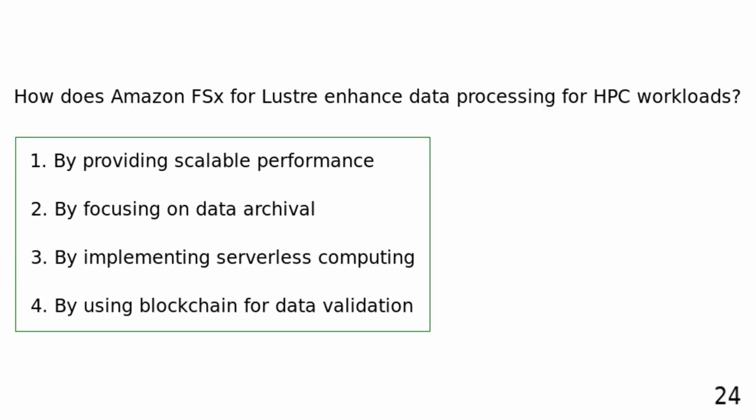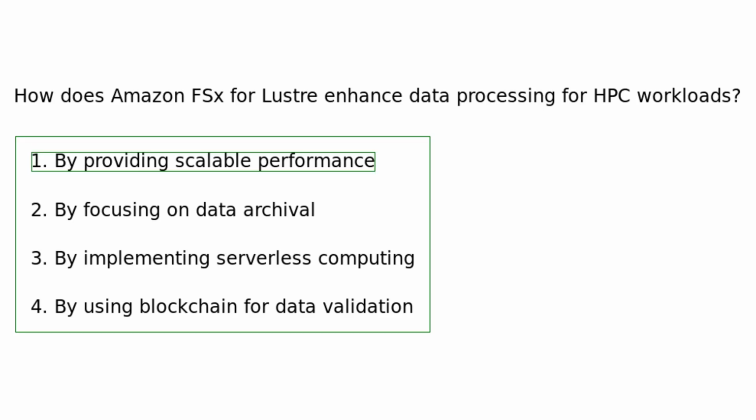How does Amazon FSx for Lustre enhance data processing for HPC workloads? By providing scalable performance. By focusing on data archival. By implementing serverless computing. By using blockchain for data validation. Amazon FSx for Lustre enhances data processing for HPC workloads by providing scalable performance.